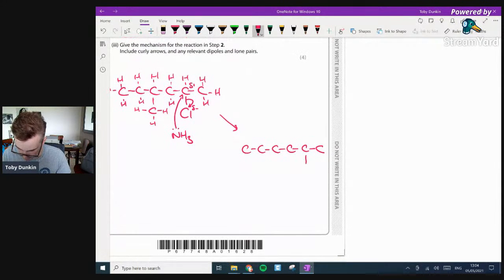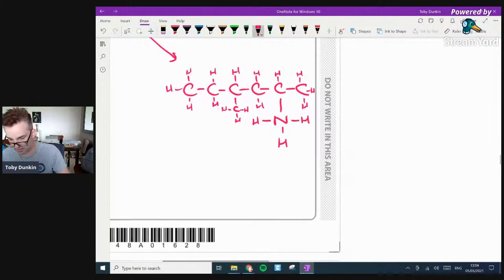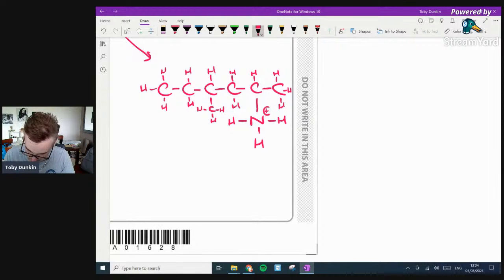Intermediate. Still counts. Doesn't matter the size, just as long as I'm taking my time and doing it properly. It's always better to do things properly. Don't think it's going to save you any time to start cheating and writing CH3s and CH2s. Don't do it. Right, another ammonia comes along and acts as a base. There we go. Done.